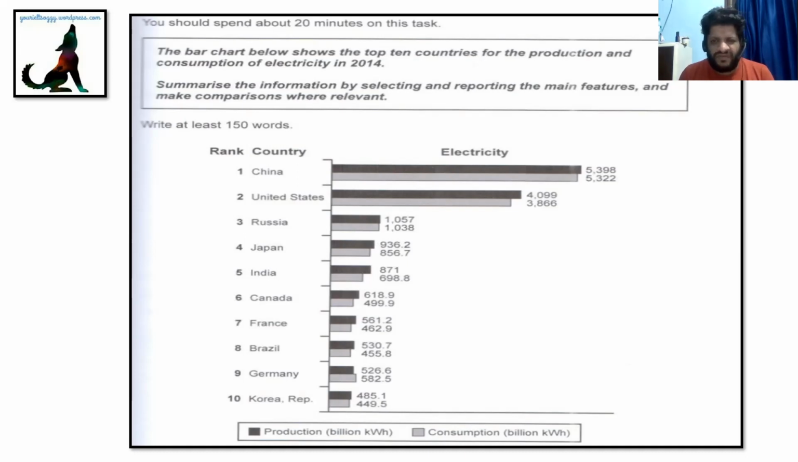So if I see, I can clearly point this out that in each of the countries except Germany, production is greater than consumption. That is one of the striking features that you can write in the overview. And another thing that sticks out is that China and the US are far ahead. If you compare them with the other countries, China and the US are far ahead. So these two features in the overview will be enough to give the examiner your capacity to analyze things.